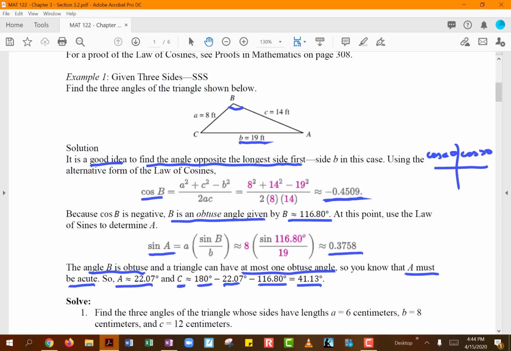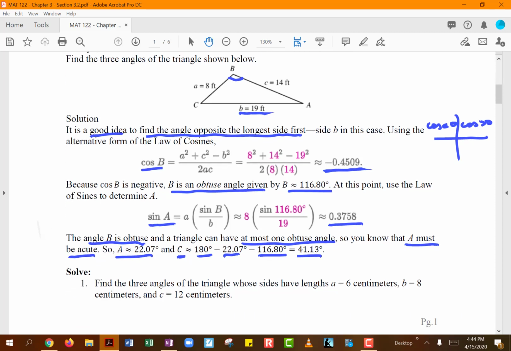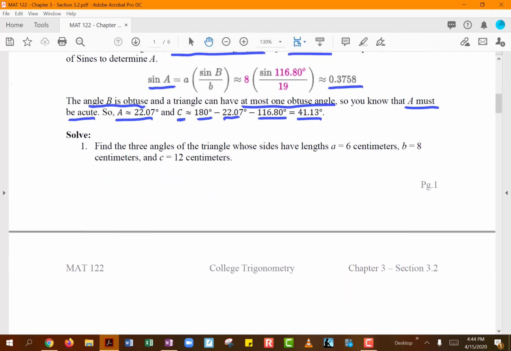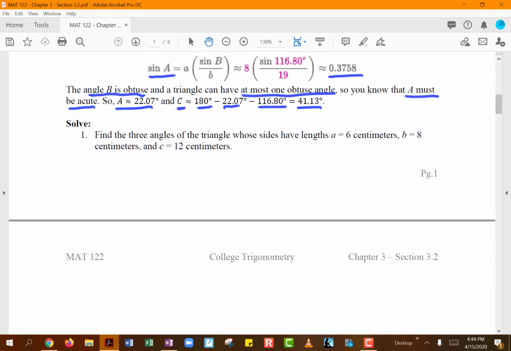Now, since we know that angle B is an obtuse angle, that tells us angle A has to be acute. So again, you just need to find the acute measurement for angle A and then subtract angles A and B from 180 degrees to get angle C. So now let's repeat that process for our example over here.